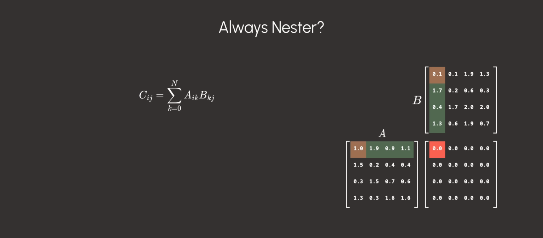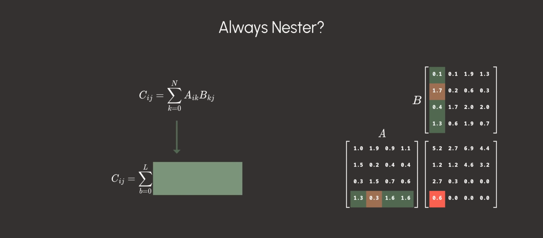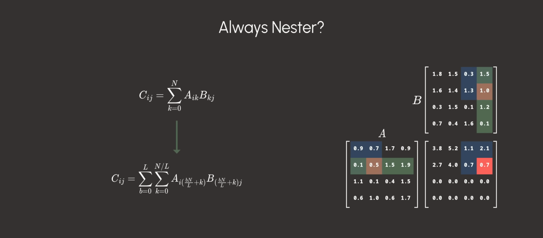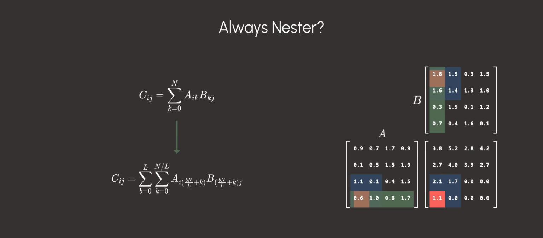Each entry in the result matrix Cij equals the sum of Aik times Bkj for k from 0 to n. But if we divide the matrix into L blocks, the entries still equal the sum of multiplication within each block. And when you really think about it, you will find we are actually doing matrix multiplication in blocks. Each block multiplication is essentially another smaller matrix multiplication.